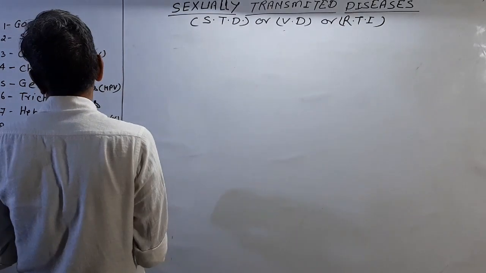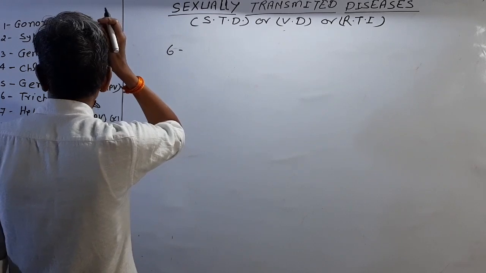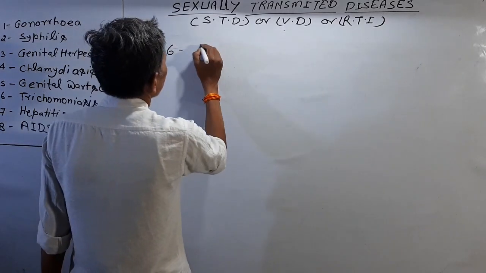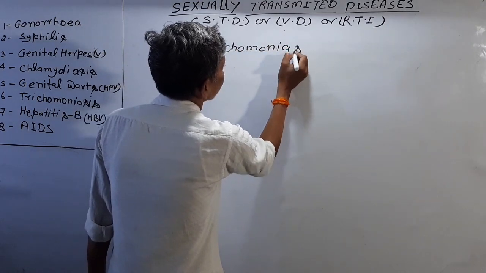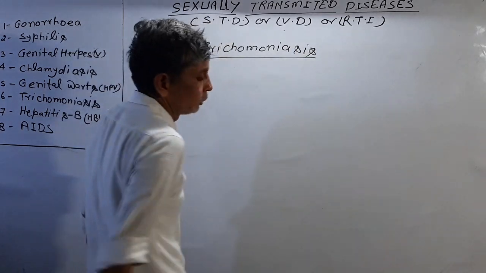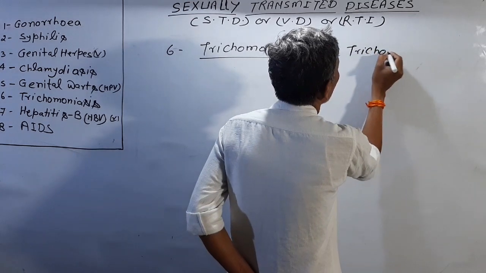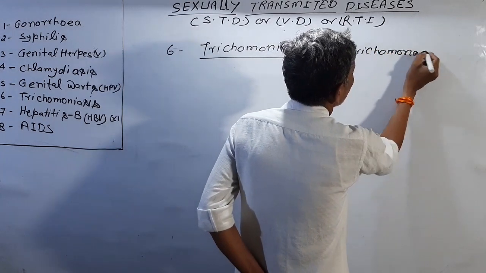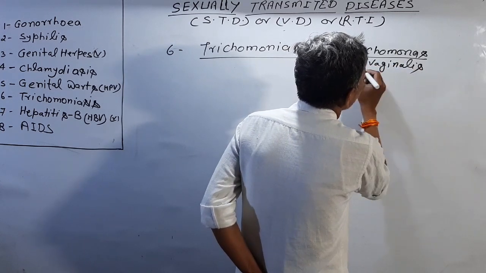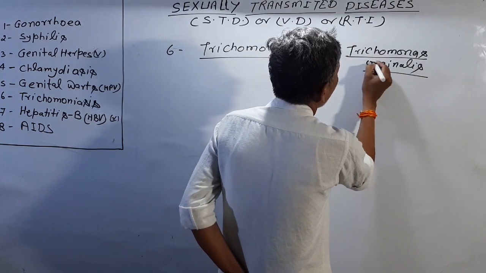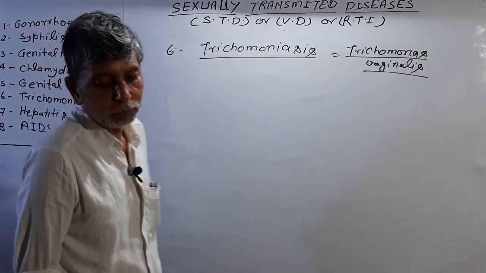The sixth disease is trichomoniasis. Trichomoniasis is the disease caused by Trichomonas vaginalis. This is the name of the organism, Trichomonas vaginalis.